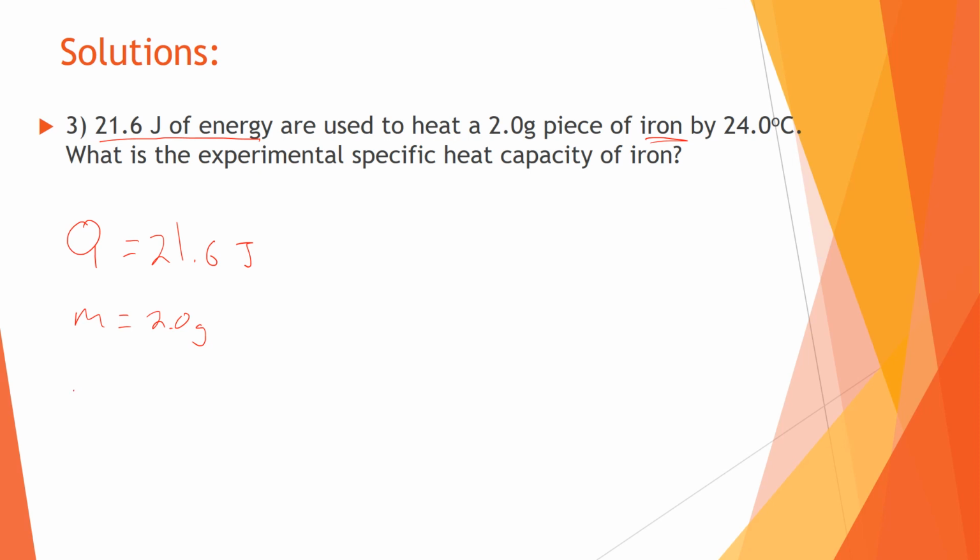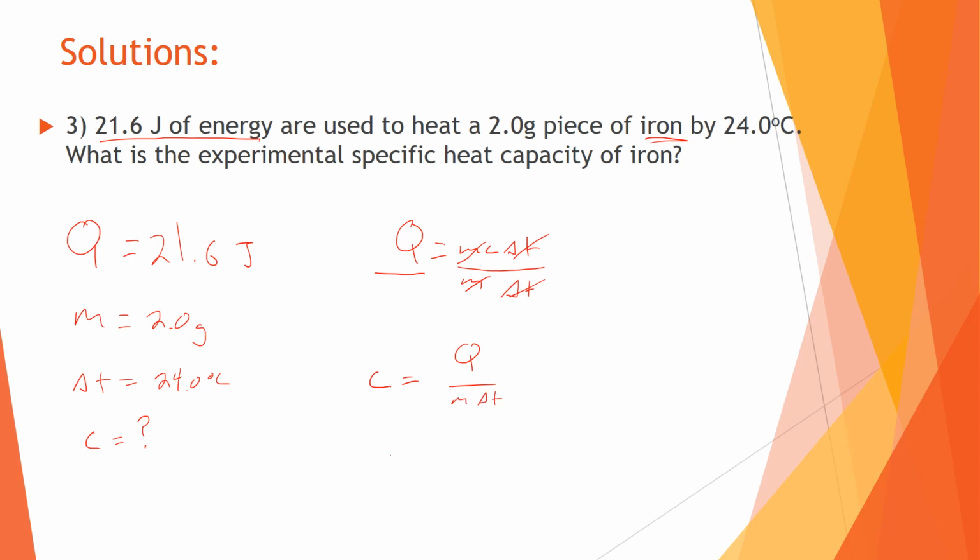Now the delta T, they tell us, changed by 24.0 degrees Celsius. And what they want to know is what's the experimental value from this experiment? What is C? What's the specific heat capacity? So Q is equal to MC delta T. We want C all by itself. So we need to divide by M, get rid of M. We need to divide by delta T to get rid of delta T. What we do on one side, we have to do to the other. So C is equal to Q divided by M delta T.